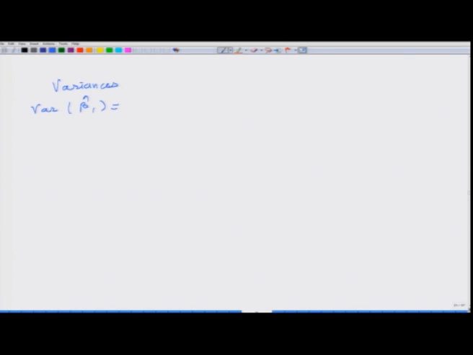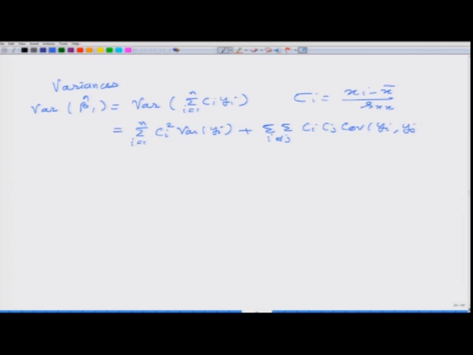Right. So, to make it simpler, I will try to express beta 1 hat as summation i goes from 1 to n of Ci yi, where your Ci was (xi minus x bar) upon Sxx, right. So, you can see here I can write down summation i goes from 1 to n Ci square variance of yi, plus double summation i not equal to j Ci Cj covariance between yi and yj, right. Now I need to find out these terms. So let me try to find out this variance of yi first.